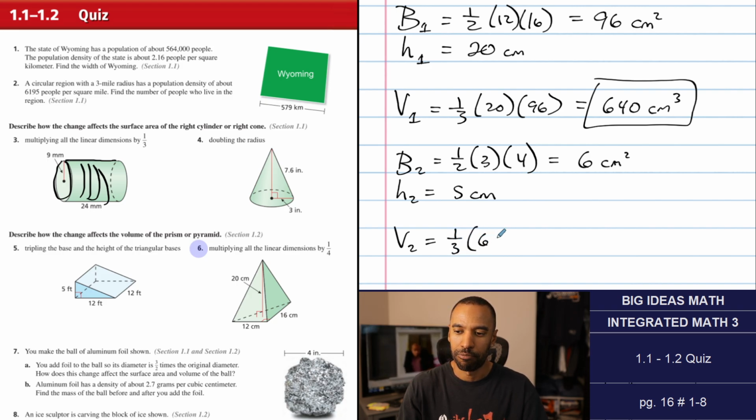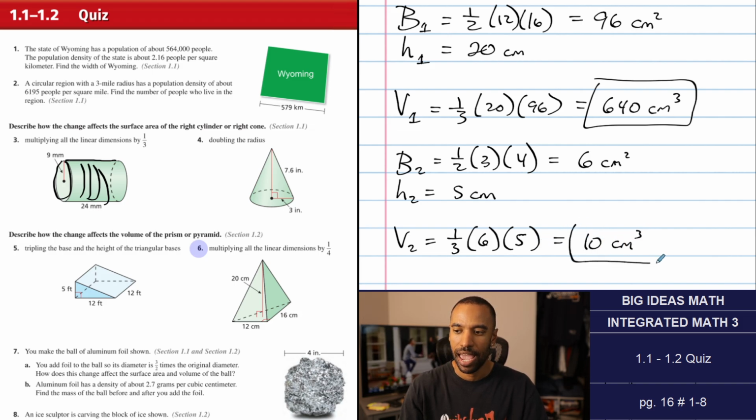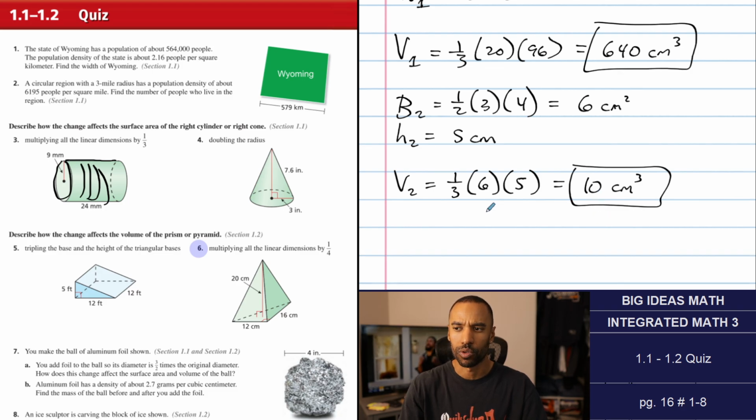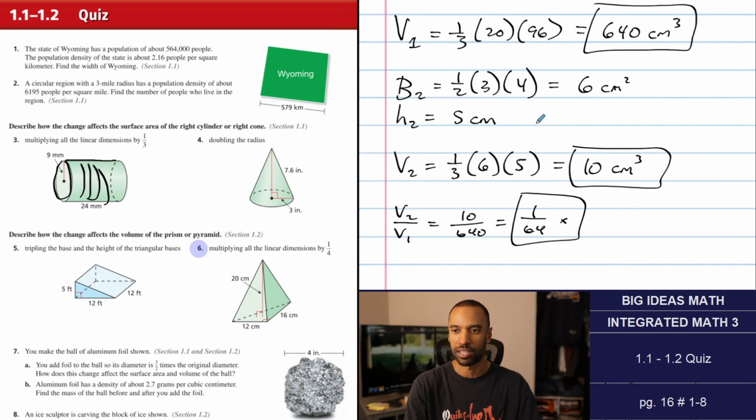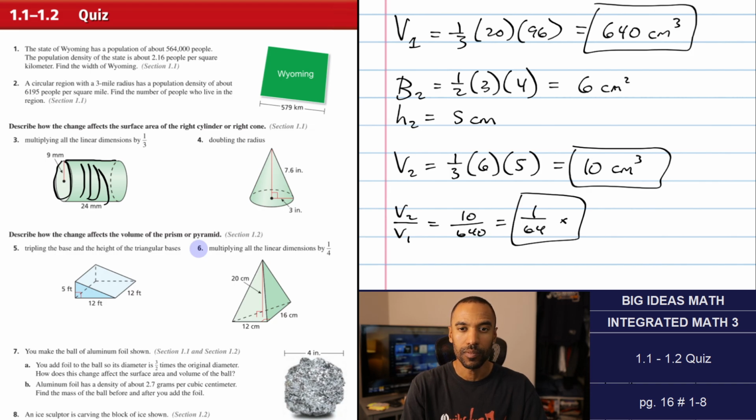1/3 area of base times height. 1/3 of 6 is 2. 2 times 5 is 10. We get 10 cubic centimeters. And that checks out, right? That seems to work the way I wanted to do it. So volume 2 over volume 1 is 10 over 640, which is 1/64 times the size of what it was before. That was totally expected. We got it. All right.